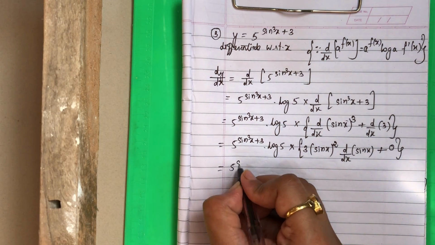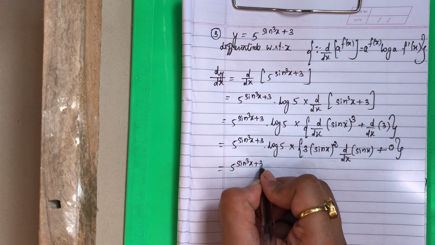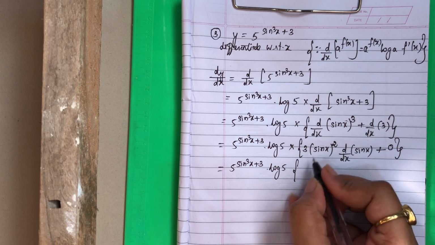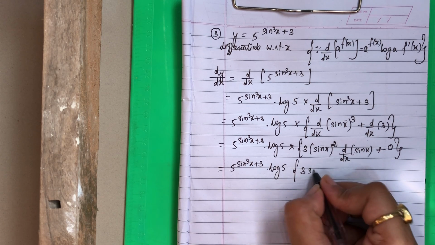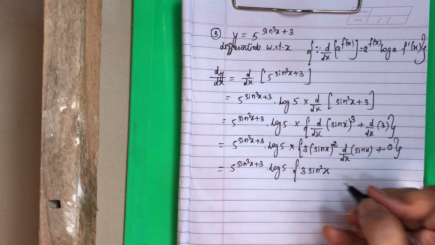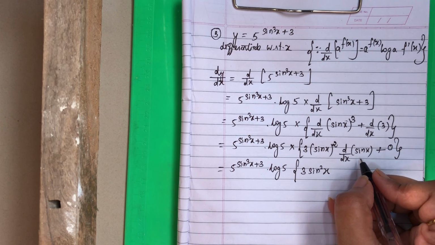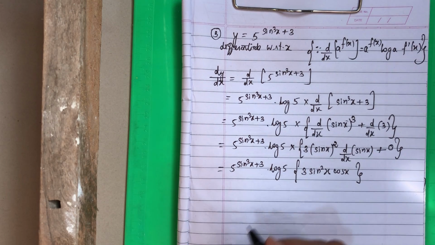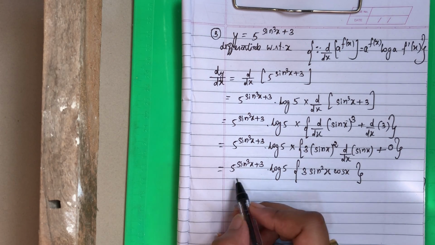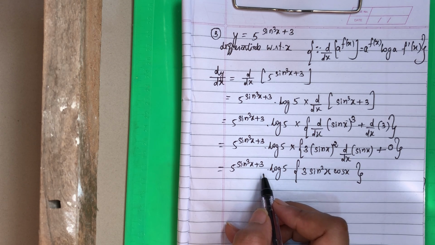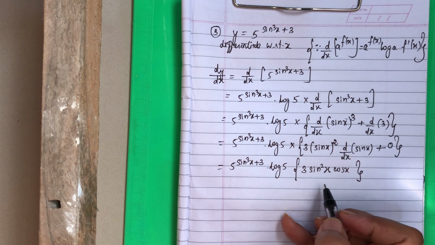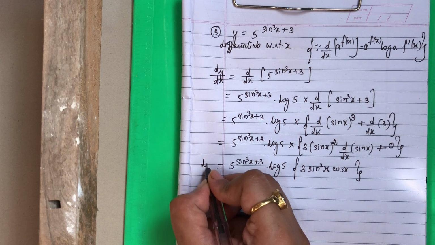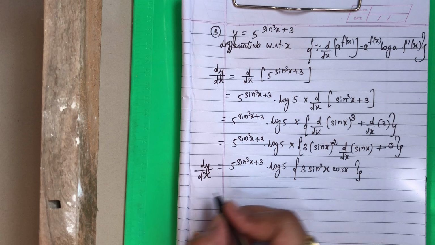So this is 5^(sin³x + 3) into log 5 into 3. This can be written as sin²x. The differentiation of sin x is cos x. So your final answer is 5^(sin³x + 3) into log 5 into 3 sin²x cos x. This is dy/dx.